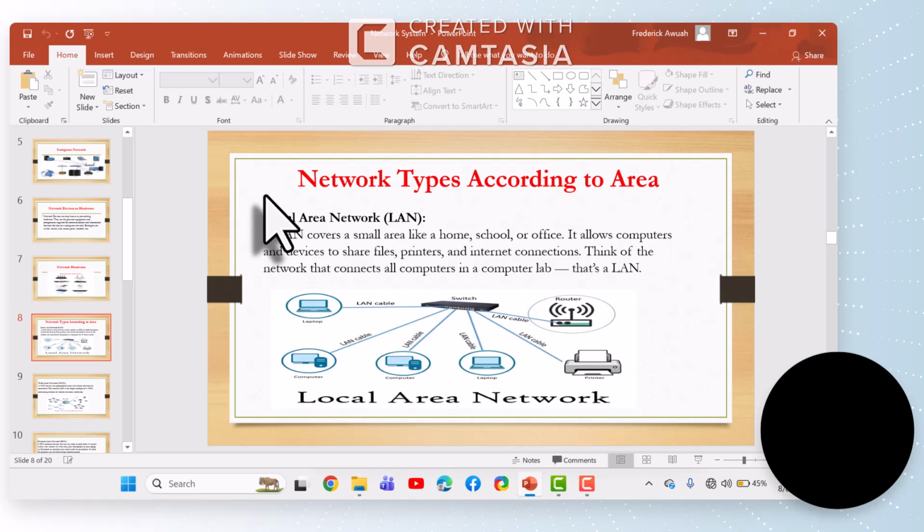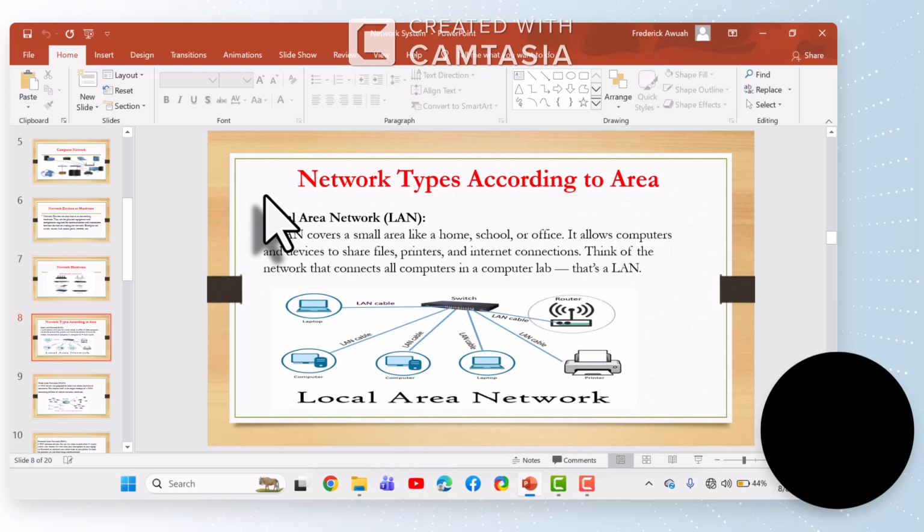When you talk about a local area network, it covers some small area like homes, schools, offices. It allows computers and devices to share files, printers, and an internet connection. Think of a network that connects all the computers in the lab.